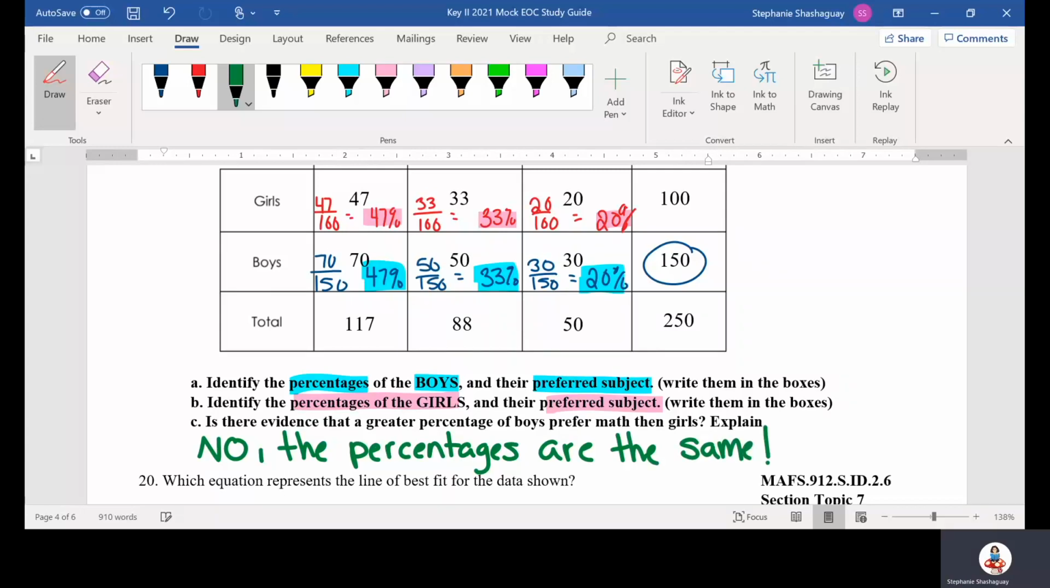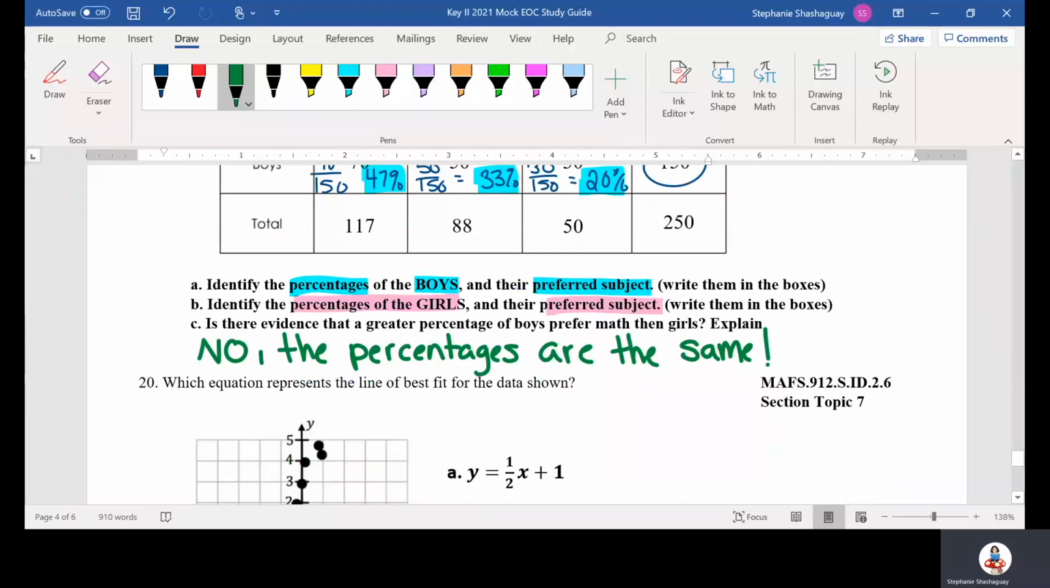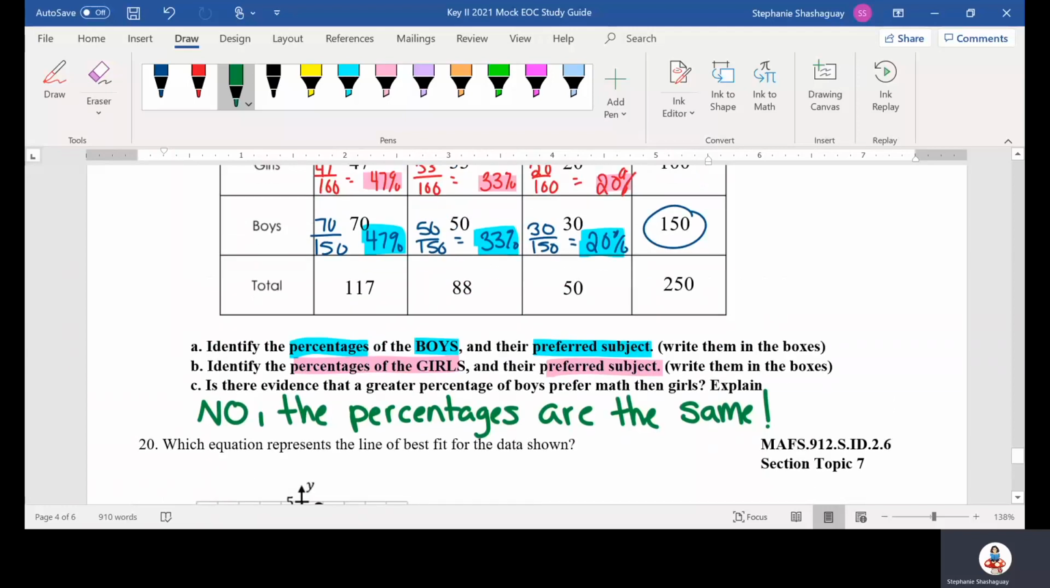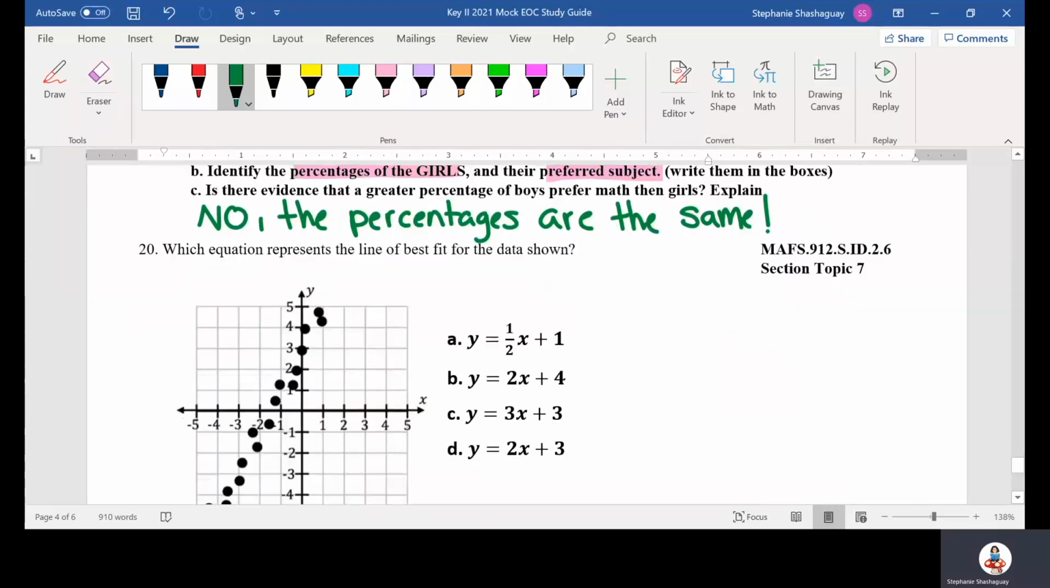So there's no evidence that more boys prefer math to girls because you're not looking at the numbers, you're looking at the percentage of the students surveyed to determine that. And the evidence shows that they are the same because we're looking at percentages and not just numbers. So that would be no.